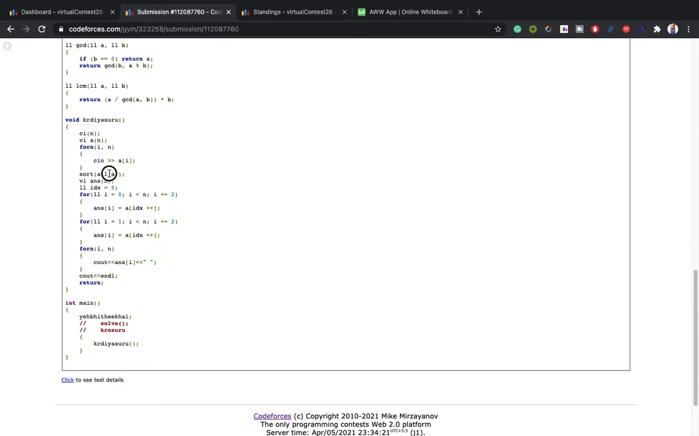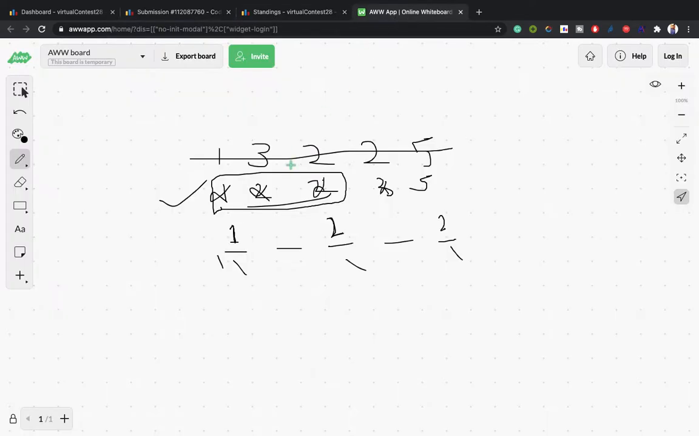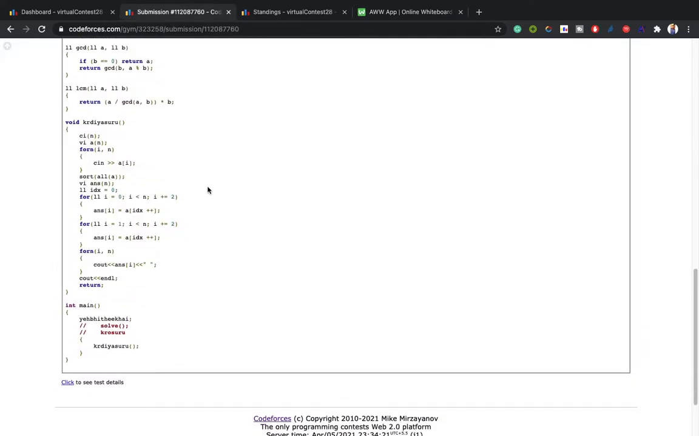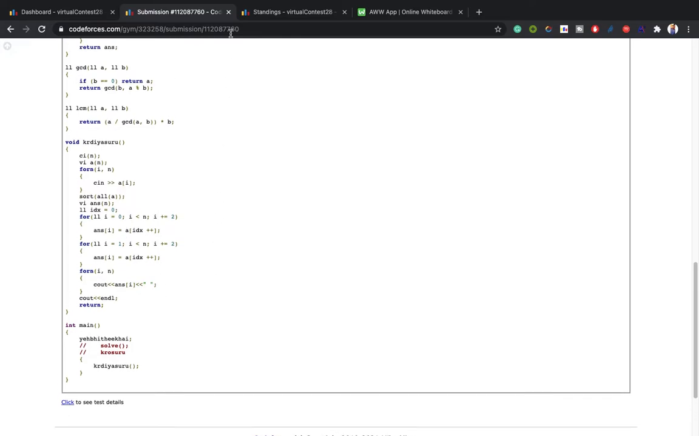Firstly I sort the array and increase the index from the starting. I am choosing first, second, then third, fourth and fifth, placing them in odd-even order. Firstly I'm placing from 0 and then incrementing by 2, filling the odd places of the answer one by one, then filling the even places. As the index starts from 0, I don't confuse 0 and 1. Then print the answer. So this was problem A.